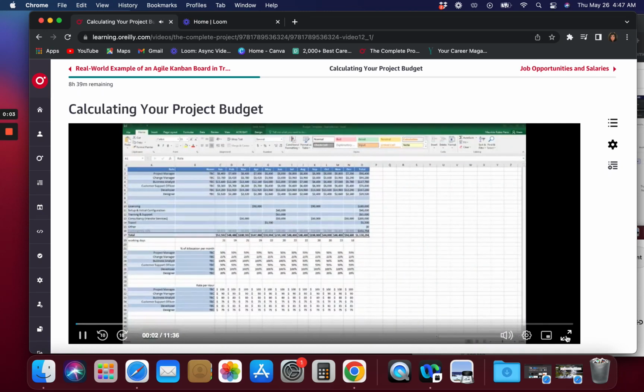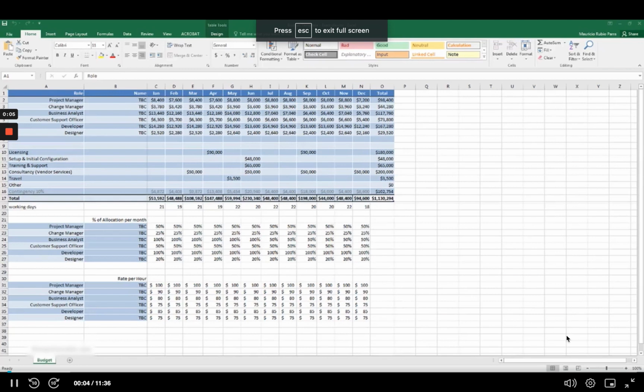Okay, so I want to share with you guys a budget template that you can use for your projects when you're calculating and estimating your budget. This is just an example, of course, and there are many ways in which you can calculate the budget for a project. And I've done it in many multiple ways throughout my career.